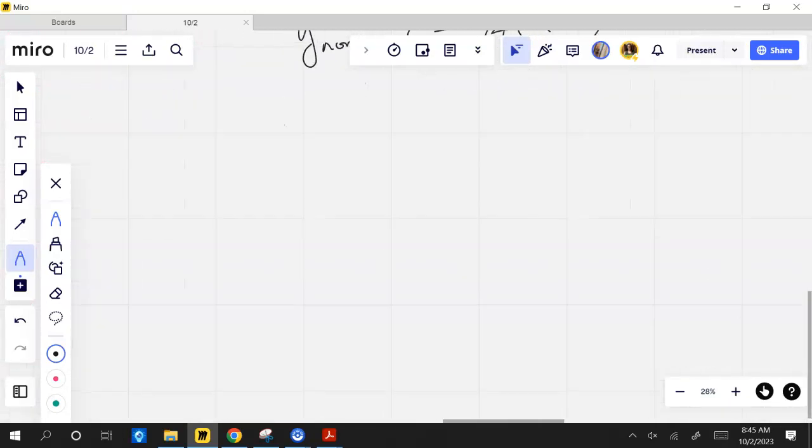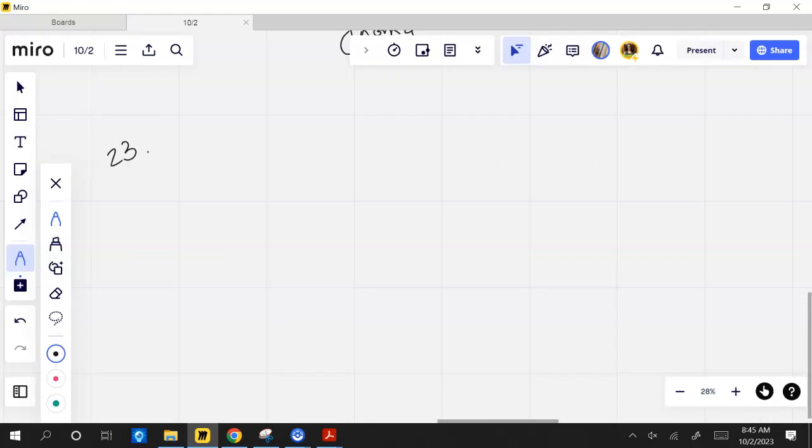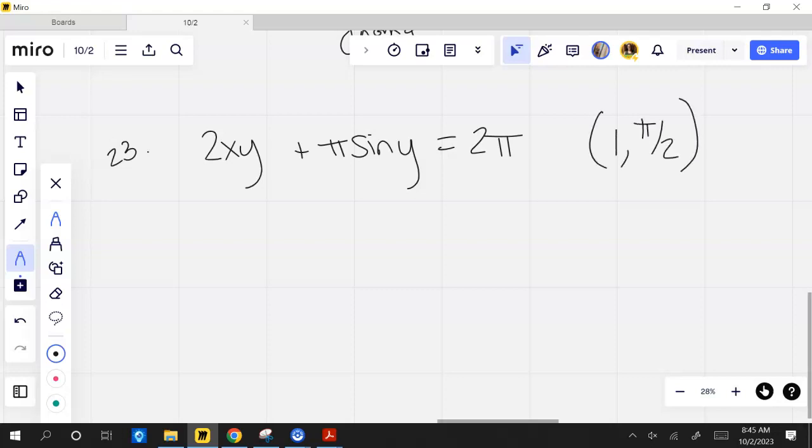Okay, so I've got to come back to that. Remind me I have those practices for us to do. 2xy plus pi sine y equals 2 pi at the point 1, pi over 2. Robert, this one's for you. Give me the normal line and the tangent line. Mark that down.